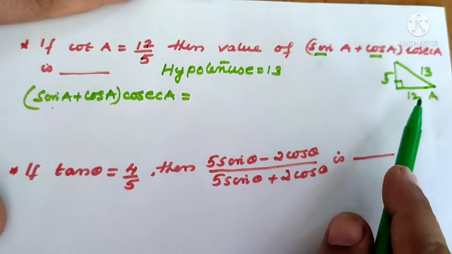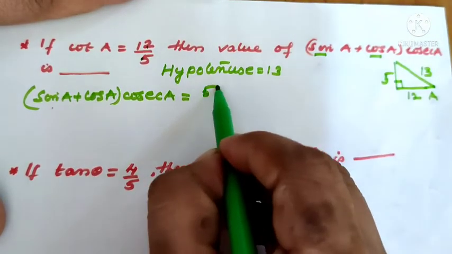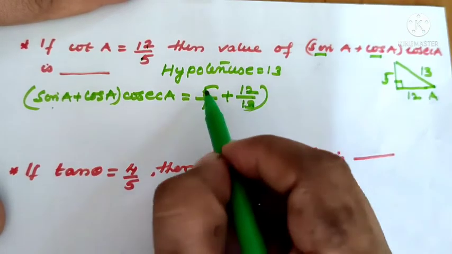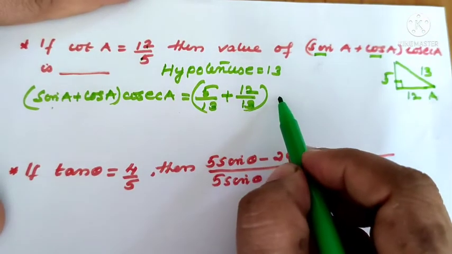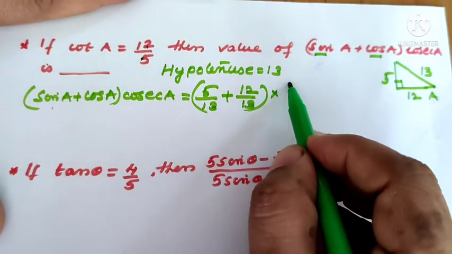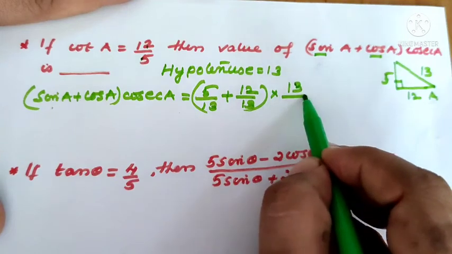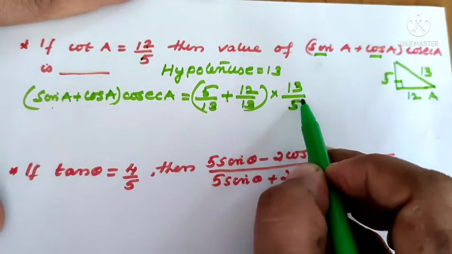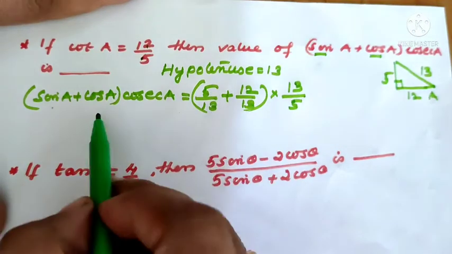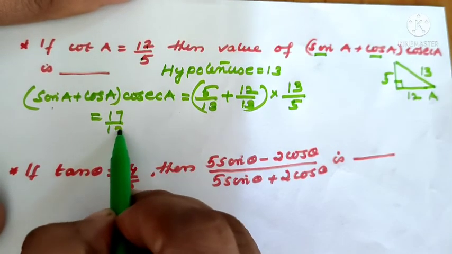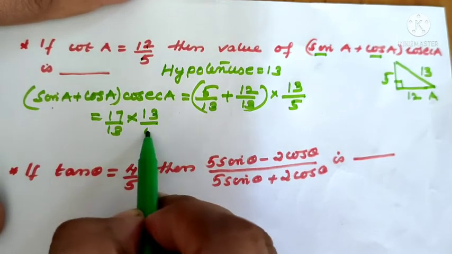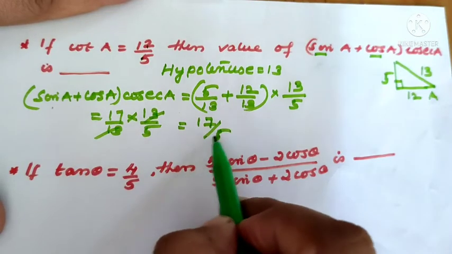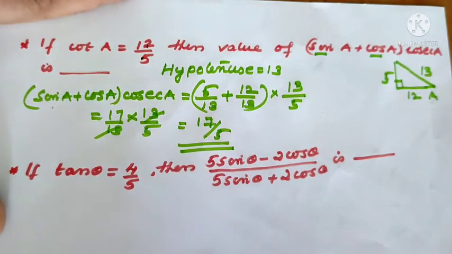Opposite side by hypotenuse. So 5 by 13 plus cos A, 12 by 13, into cosec A. Cosec A means hypotenuse by opposite side. Which is the hypotenuse? 13. Opposite side is equal to 5. So 12 plus 5 is 17, by 13, into 13 by 5. So 13 will get cancelled. So what is remaining? 17 by 5 only. So we got the value.